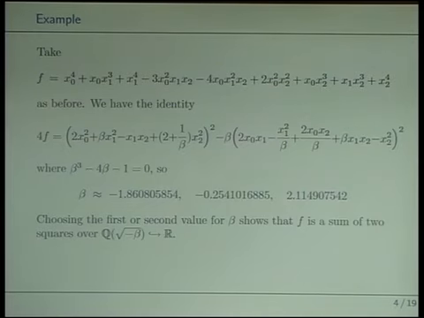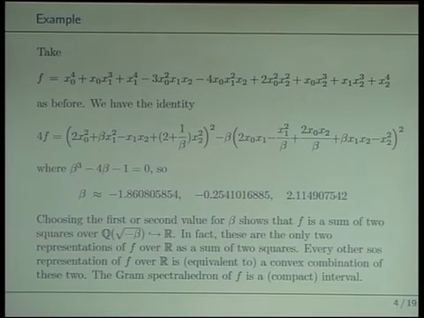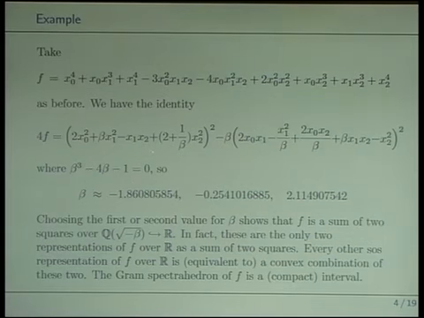But this shows that there are actually two representations of f as a sum of 2 squares over the reals, namely by using these 2 values of beta. It's easy to see that they are different, two different SOS representations over the reals as a sum of two squares. As a side remark, for this particular f we can in fact write down all SOS representations over the reals. As we have just seen, there are two as a sum of two squares, and every other one is a convex combination of these two, up to a natural notion of equivalence.